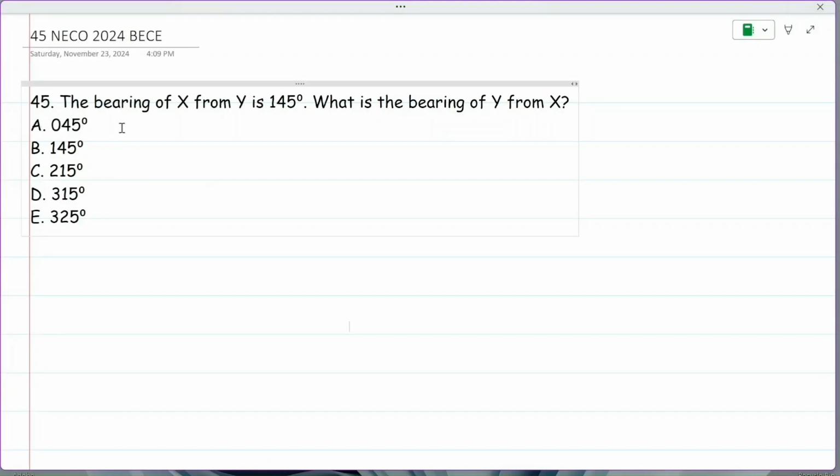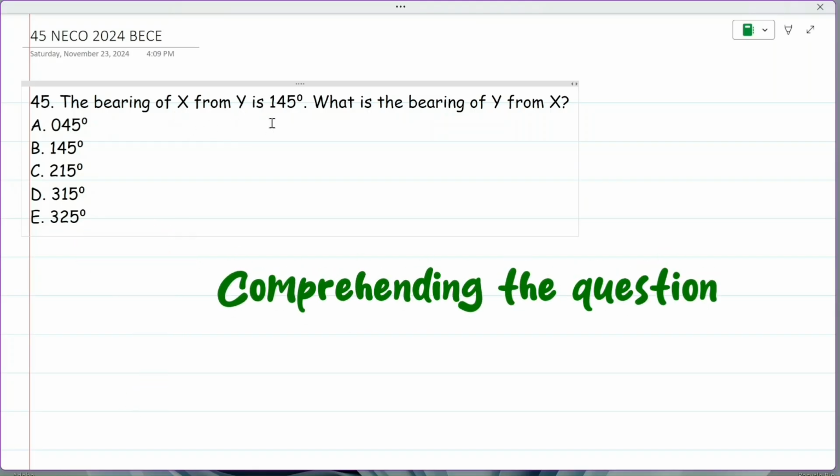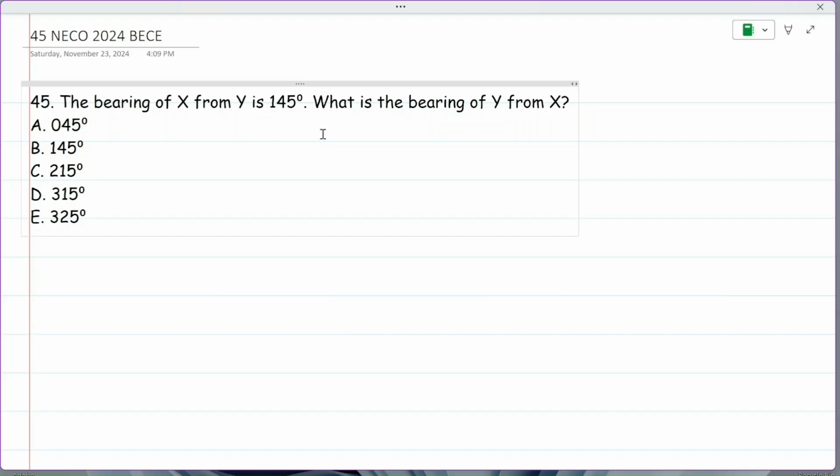Question 45. The bearing of x from y is 145 degrees. Let's go back again. The bearing of x from y, that's the location of x, taking the reading of x from y, is 145 degrees. What is the bearing of y from x? What is the location of y taking your reading from x?